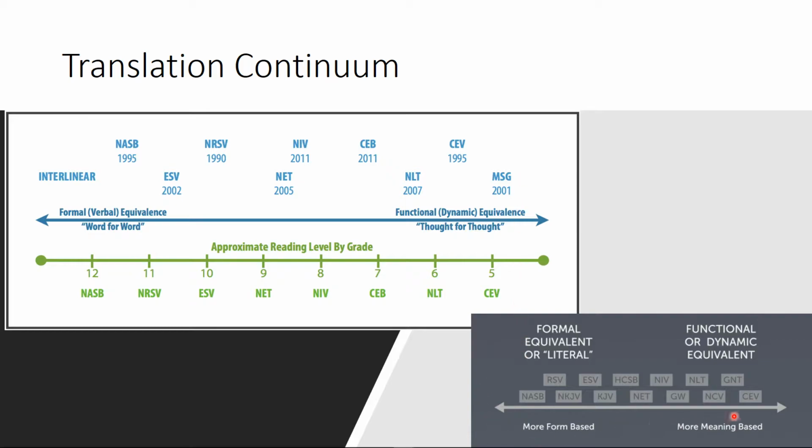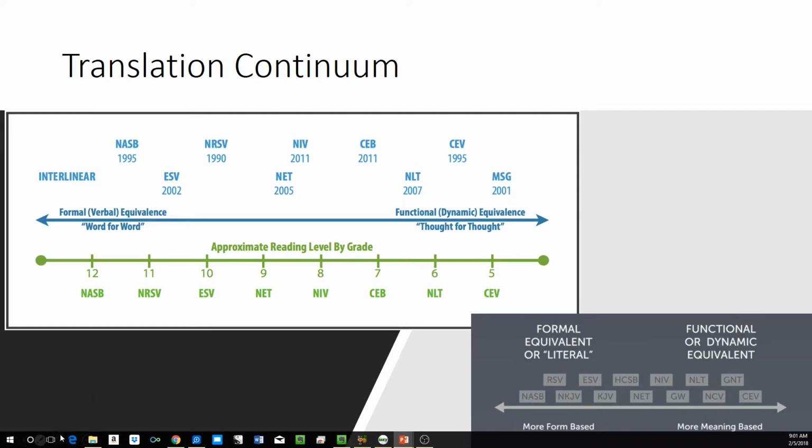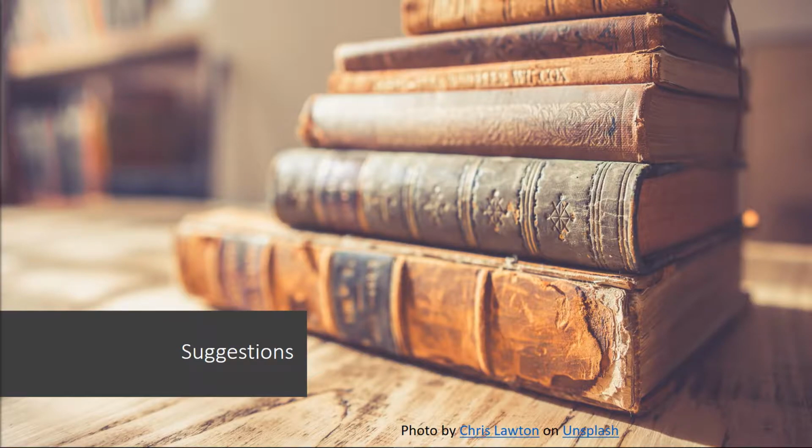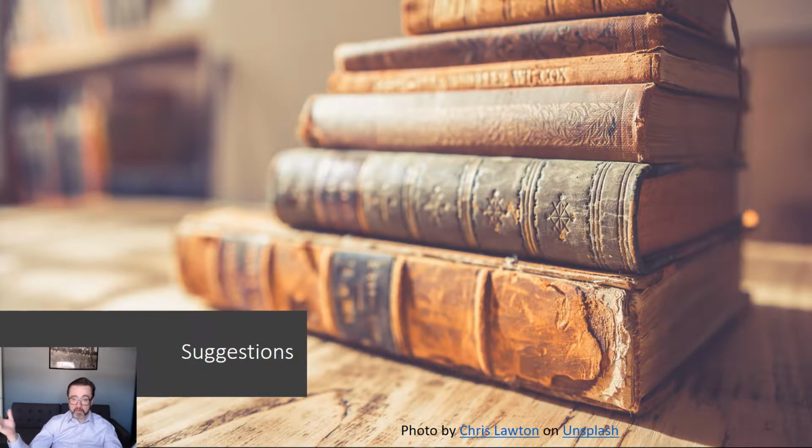And again, here's another continuum. Basically the same thing. They have a few other translations on here. I think you probably get the idea of the literal and dynamic translations. My suggestion would be to use both literal and dynamic, to find ones that you like, ones that read well. If you're doing hardcore study, I would suggest the ESV, the English Standard Version. If you're just reading devotionally, I would suggest the New Living Translation.